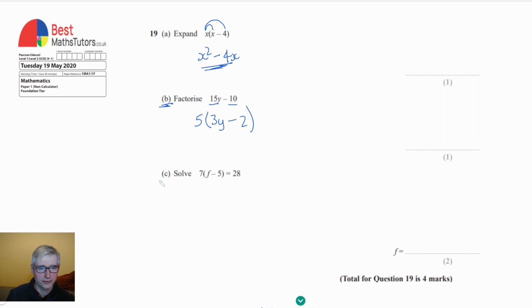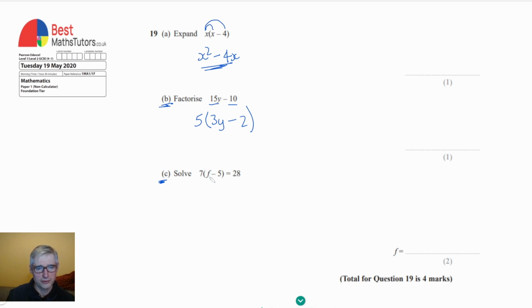And in part C, we've got an equation now. So we've got to solve this and find the value for f. So the first thing that I could do is multiply out the brackets. There are a couple of ways or a couple of approaches we could take to this. So I'm going to multiply out the brackets.